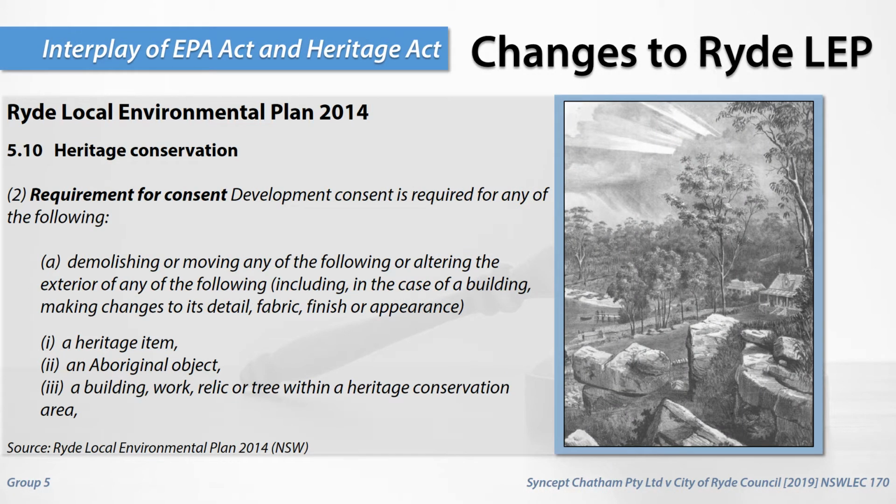Section 5.10 of the Ryde Local Environmental Plan 2014 looks further into the need for consent, stating in paragraph 2 that development consent is only required for the demolishing of a heritage item, Aboriginal object, or a building, relic or tree within a heritage zone. None of these apply to the development at 68 and 70 Chatham Road. Therefore, according to the Local Environmental Planning Instrument, no consent was required.